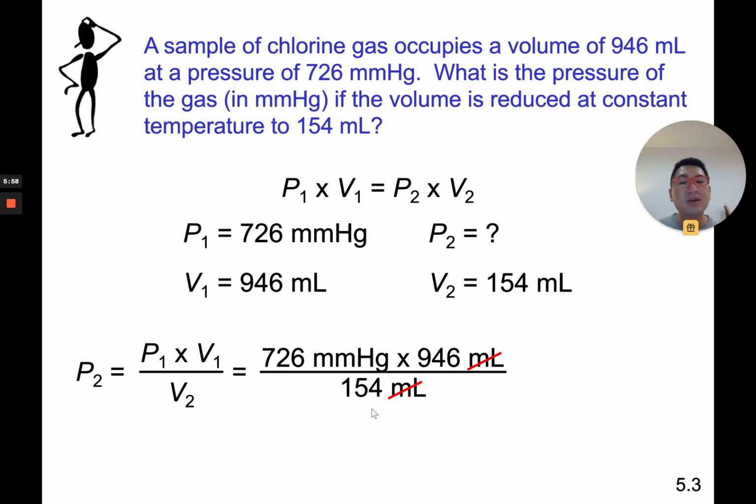Actually, plug that in a calculator. What is 726 times 946 divided by 154? And yes, your answer should be, to 3 significant figures, 4460 millimeters mercury. Does that answer even make sense? Well, if you have a pressure 726 and volume 946, and you decrease the volume to 154, so it was almost a whole liter big, and you squeeze the gas down to 154 milliliters, that means the pressure inside must have increased. And yes, it did increase from 726 to 4460 millimeters of mercury.